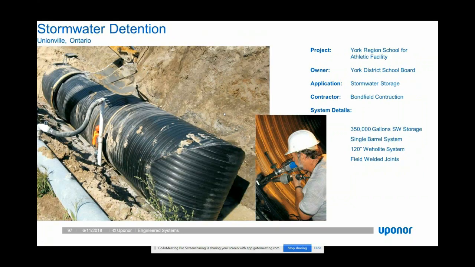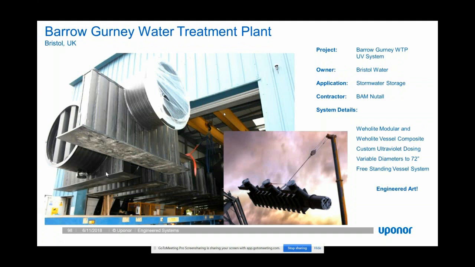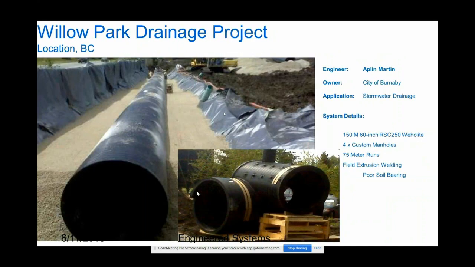It's another stormwater detention in Ontario, a large diameter structure, 350,000 gallons, a single barrel system, again, shipped in sections and field welded. This is a custom vessel above ground. I think Brian showed you a quick picture of this where it shows the haunch support, but it really allowed the customer to take advantage of an odd footprint that they had available and put in a permanent solution for a UV system.